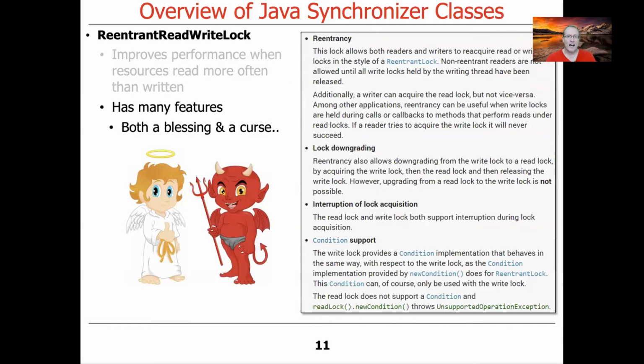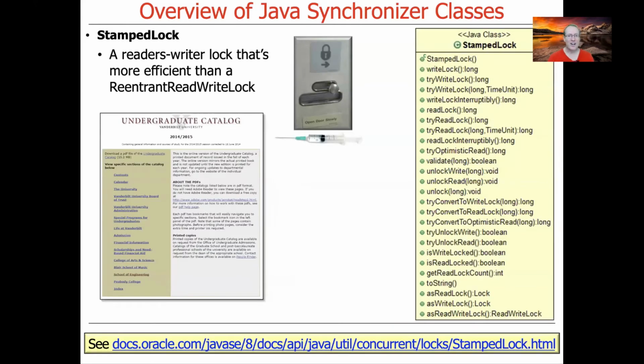The ReentrantReadWriteLock that comes with Java has a blessing and curses associated with it. It's very powerful, but it's also inefficient because it's got a lot of features that are expensive to implement and actually, honestly, not really all that useful. So in practice, people typically don't use ReentrantReadWriteLock very much. Instead, they use a newer locking mechanism called a StampedLock. And StampedLock is a reader-writer lock implementation that came with Java 8 and beyond. That's much more efficient and more scalable than ReentrantReadWriteLock.